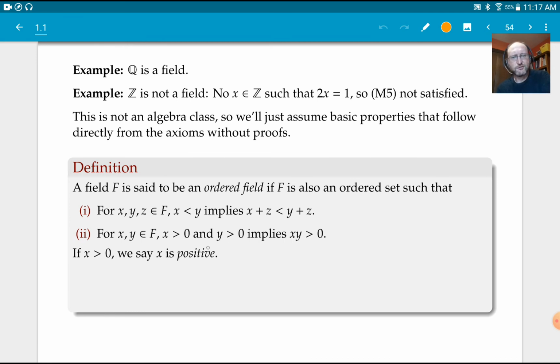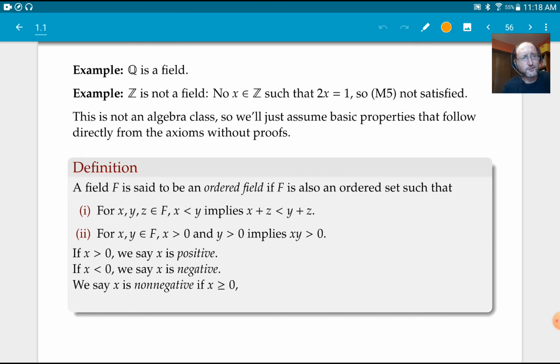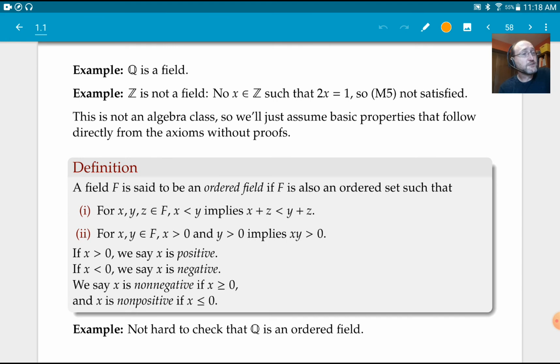And, well, I used this word already, right? If x is bigger than 0, we'll say it's positive. And if it's less than 0, we'll say it's negative. And we'll say non-negative if it's bigger than or equal to 0. So it's positive or 0, but it's not negative. And similarly, non-positive if it's less than or equal to 0. Right, so it's not too hard to check that the rational numbers are an ordered field, for example. Okay.